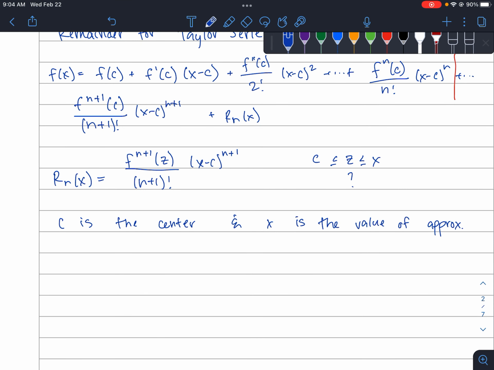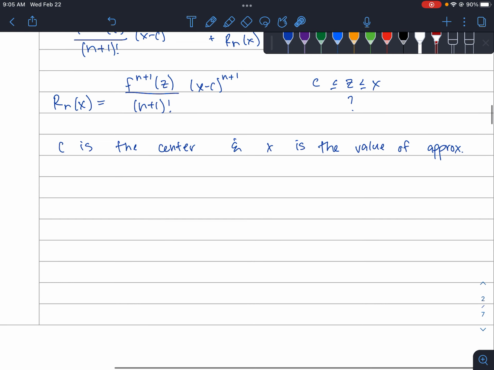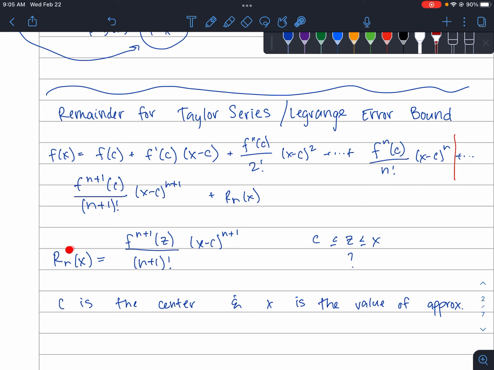We can't find it. He might have a way of finding it, but for our purposes, we cannot find it, and we don't need to find the value of z. So that's what Taylor theorized, and then Lagrange expounded off of this. And that's what we're going to use. So this is the Taylor remainder, but we're going to be using the Lagrange error bound, which builds off of this, and the fact that we cannot know what z is, but that it's between these two values.